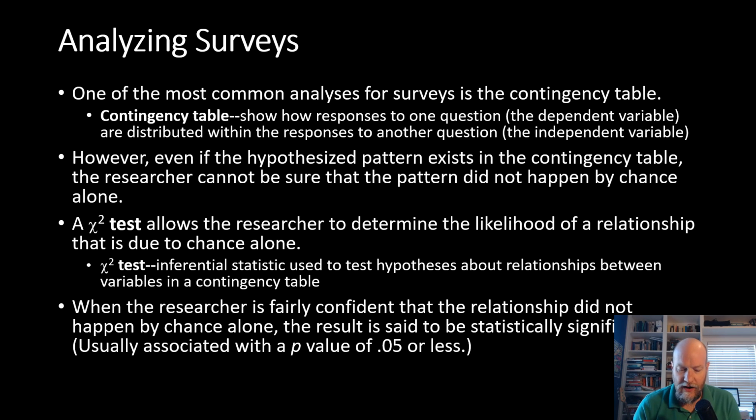When we're fairly confident that the relationship did not happen by chance alone, we often refer to that as a statistically significant relationship between those variables, which of course we've talked about as being indicated by that p-value, typically at a value of 0.05 or less, meaning that there's only a 5% chance or less that the observed relationship was due to chance.